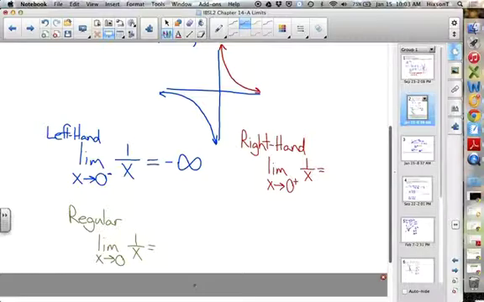Now let's think about the right-hand side. As we come from the right, our function increases. So that's positive infinity, yeah.